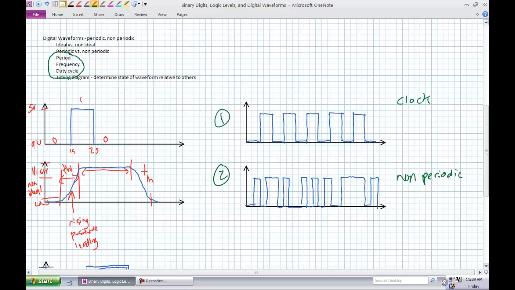Okay, you should be intimately familiar with period and frequency. Duty cycle might be something you may not have heard of. We're going to go over each one of these things as a refresher. Period is the time it takes for a wave to repeat itself. So if I start here, it goes 0, 1, back to 0. Okay? That is the period of the whole waveform. It is repeating itself. Do I always have to start at a 0?